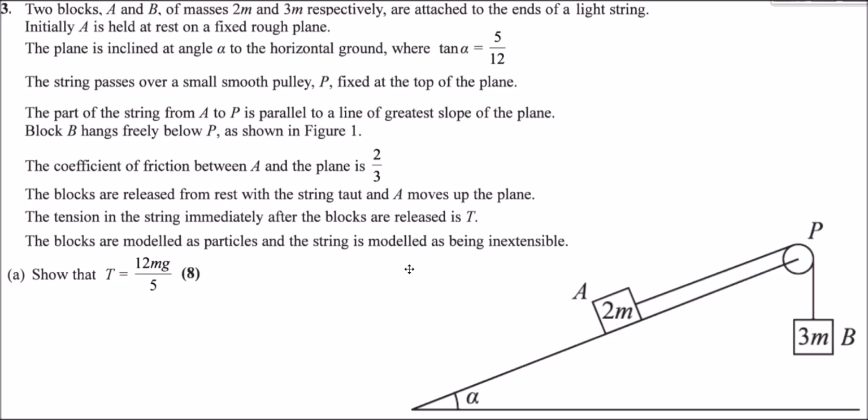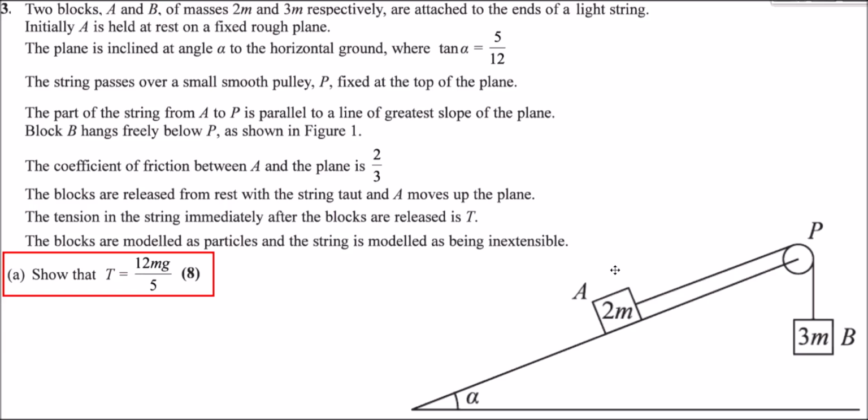Question part A, let's show that capital T is 12mg all over 5. So quite intimidating, to be honest. 8 marks and just a load of information chucked at us. So what does capital T mean? It means tension. So we need to consider the tension initially.